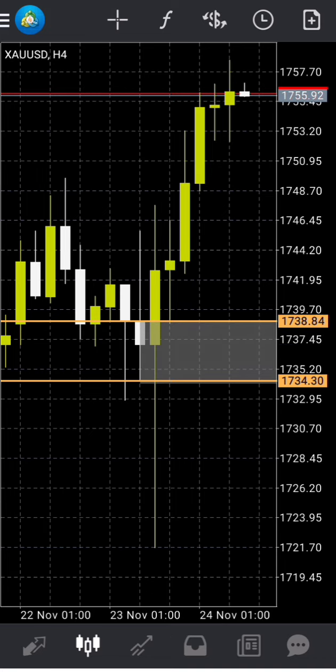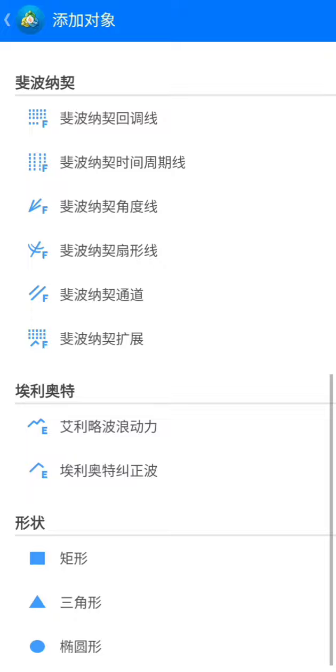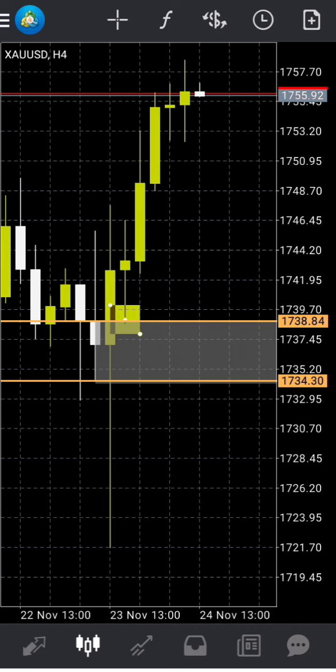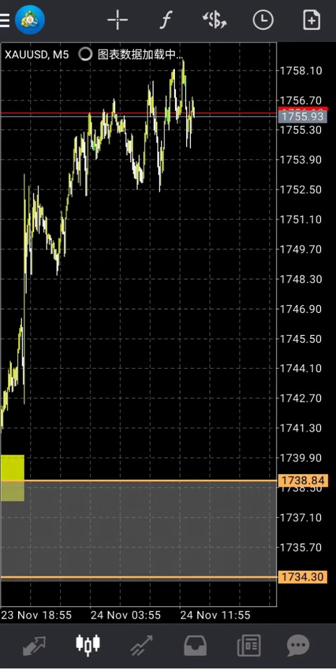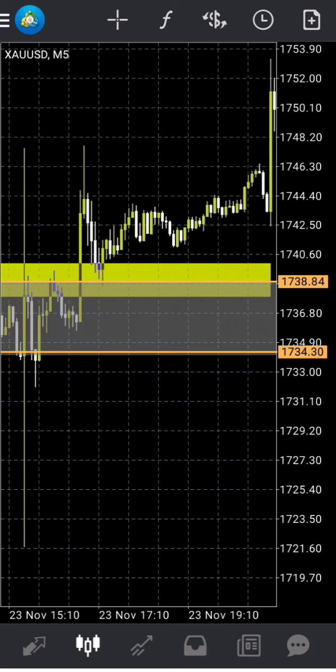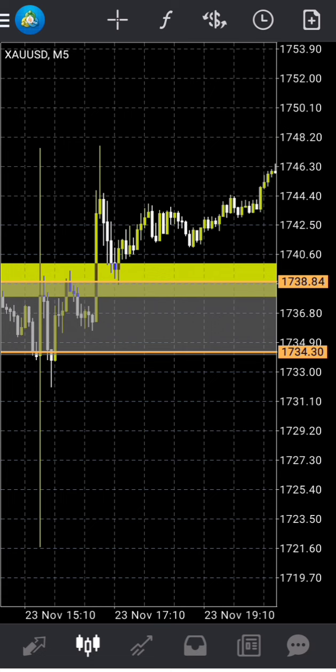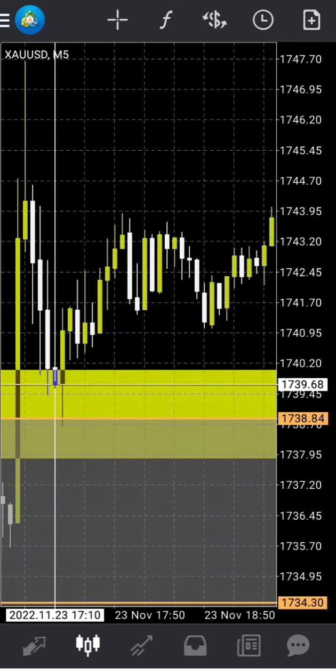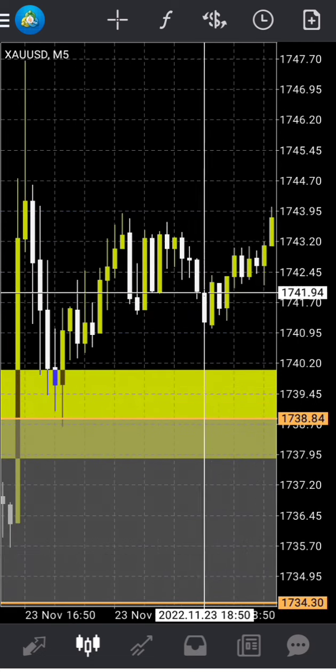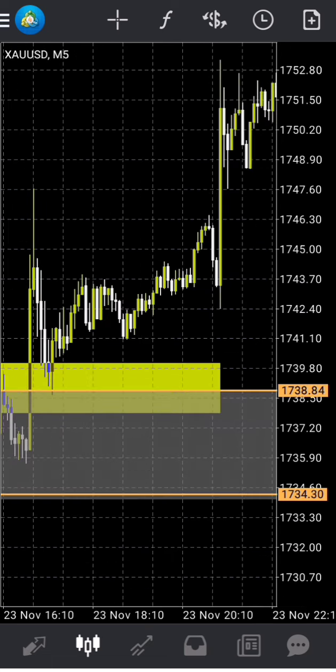But we need confirmation, okay? Same thing. We need confirmation. So we try to look to M5 to find the confirmation for us to buy. Okay, something happened here when the price touches here. We need to find the last breakdown, okay? We can find the last breakdown. Same thing happened in the example just now.